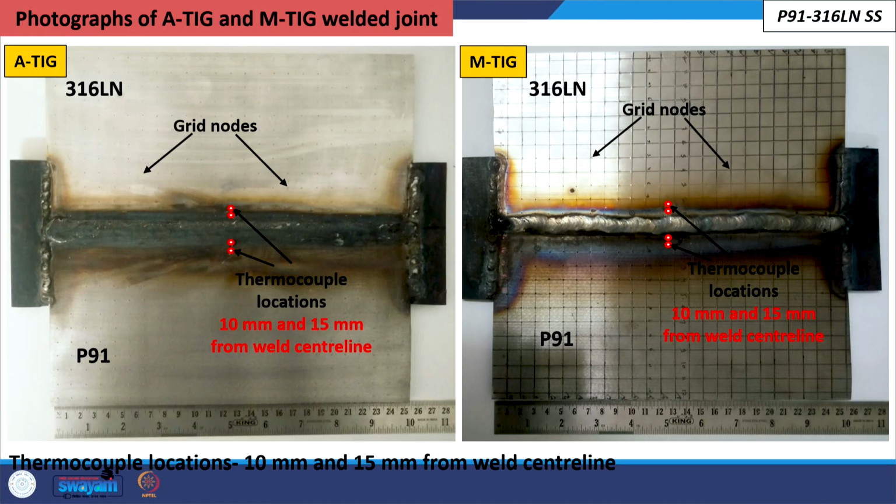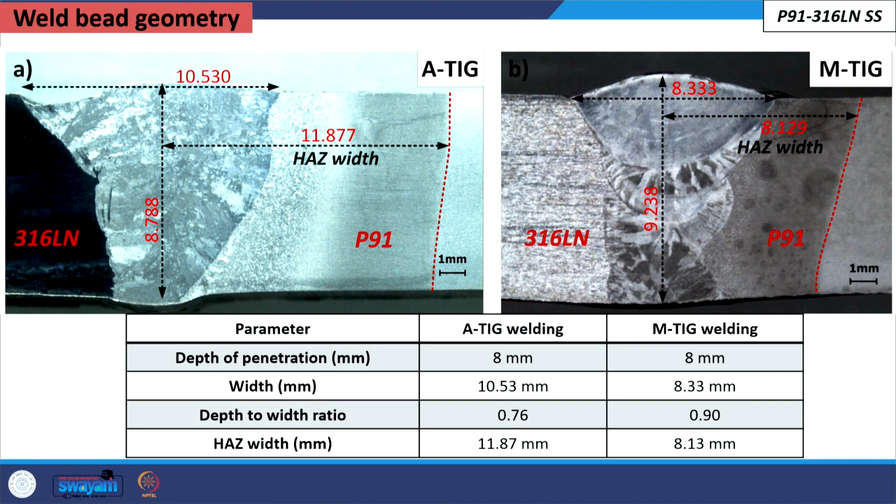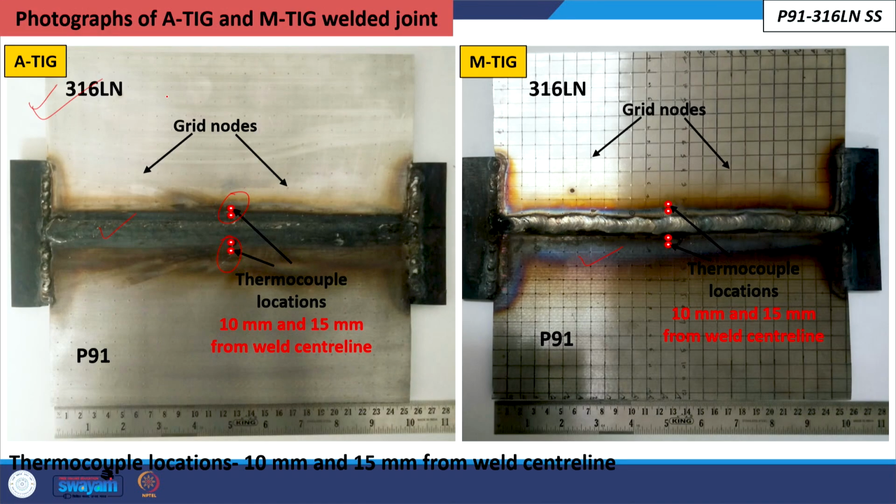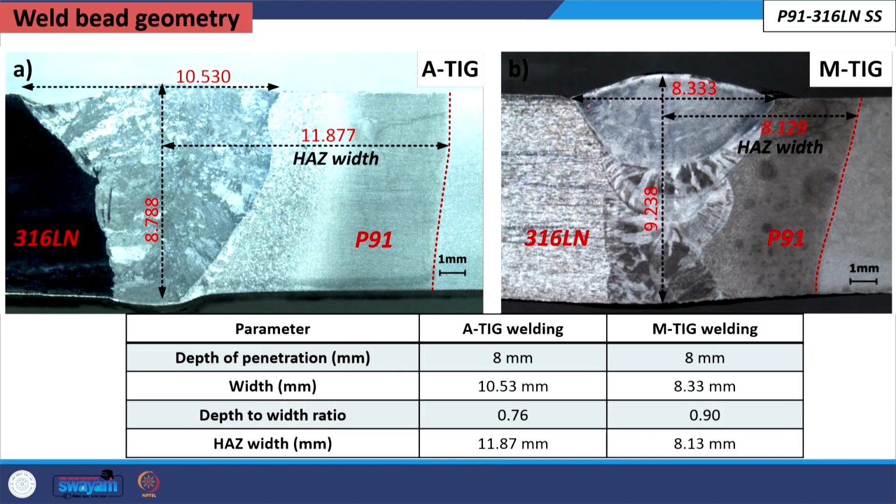And further, to characterize the thermal history and the weld thermal cycle, the thermocouples were located at different locations on the two sides, at these two locations of 10 and 15 mm from the weld center. This is showing the top view and this is showing the bottom view of the plate. Sorry, this is the A-TIG weld joint and this is the multi-pass TIG weld joint.